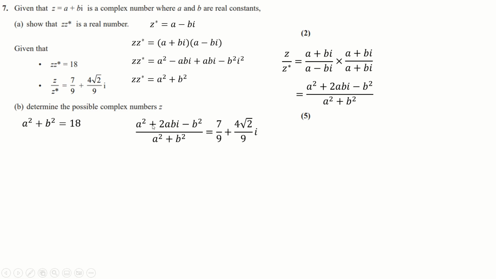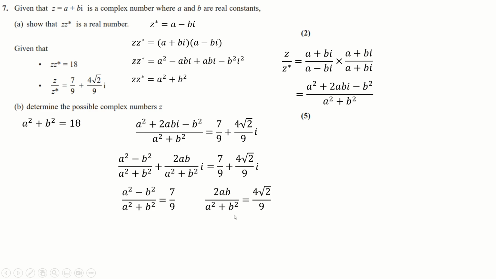Now there's a nice little trick here, which is that you've got a real part here and a complex part or an imaginary part here. Split this up in the same way. So split it up like this. So now we've got the real part here and the complex part here, which means this bit must be 7/9 and this bit must be 4 root 2 over 9. Now you know a squared plus b squared is 18, so you may as well put those in to both, you can cancel the 9's here, and you eventually end up with this and this.